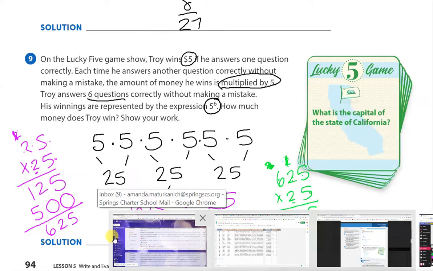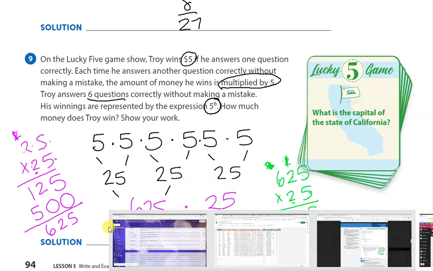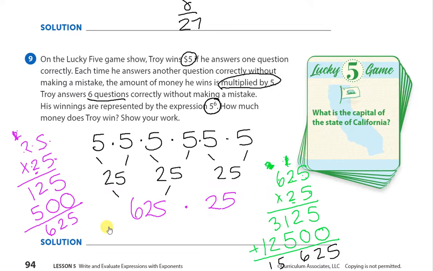He will win... whoa, where's everything going? He will win $15,625. Good for Troy. Good job.